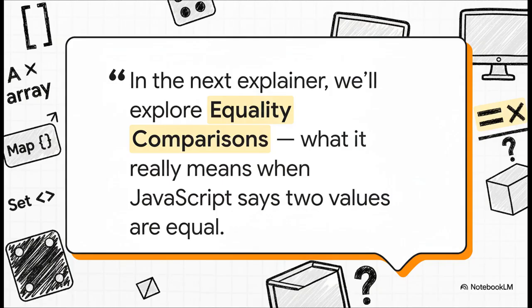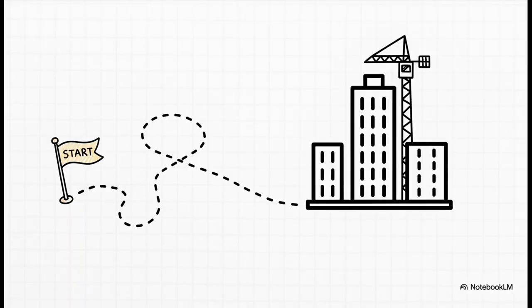So, we figured out how to organize and store our data, but that brings up a really fascinating new question. How does JavaScript actually decide if two values are equal? Well, in our next explainer, we're going to dive right into the tricky and sometimes surprising world of equality comparisons.